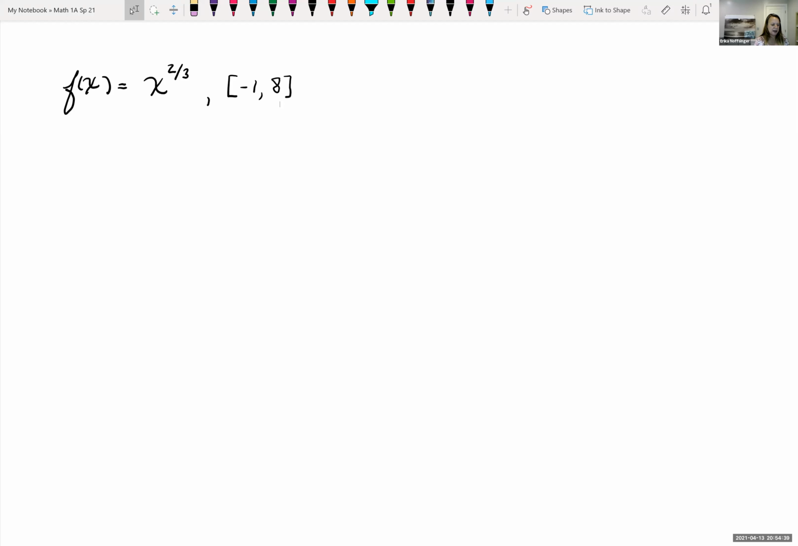Okay, so looking at another example, we're given that f of x is equal to x raised to the 2/3 power. We're given a closed interval from -1 to 8. It's asking which of the functions, or does this function, satisfy the hypothesis of the mean value theorem on the given interval, and which do not. Give reasons for your answer. So we need to show that this is a continuous function on -1 to 8.